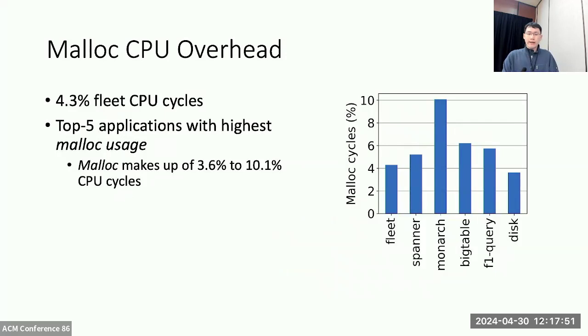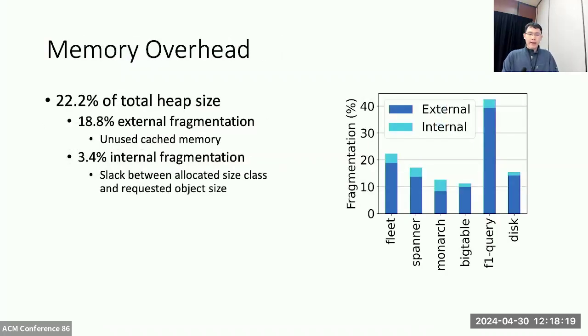We first conduct a general characterization study to see how TCMalloc behaves in our production fleet. The right figure shows the relative amount of CPU cycles spent in the memory allocator over a 2-week period, where the malloc CPU overhead accounts for 4.3% of fleet CPU cycles. For the top 5 applications with the highest malloc usage, the memory allocator makes up 3.6% to 10.1% of CPU cycles. For memory overhead, it takes 22.2% of the total heap size of applications in the entire fleet. 18.8% of the overhead is called external fragmentation, which is unused memory cached by the memory allocator. The remaining 3.4% is internal fragmentation, which is the slack between the allocated size class and the requested object size.